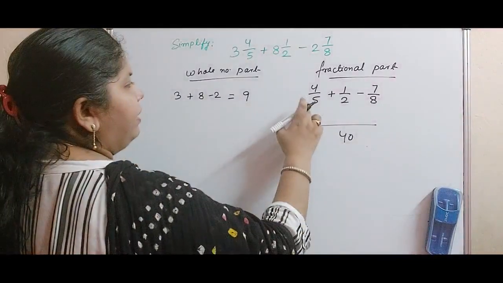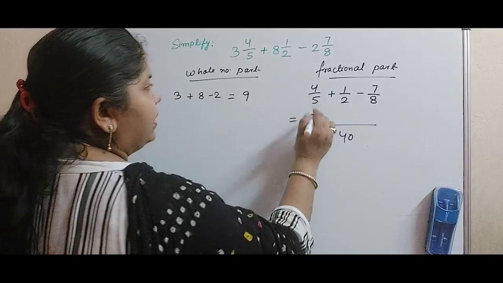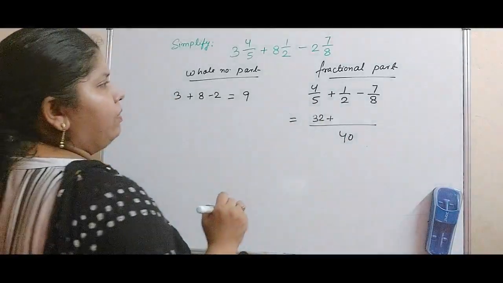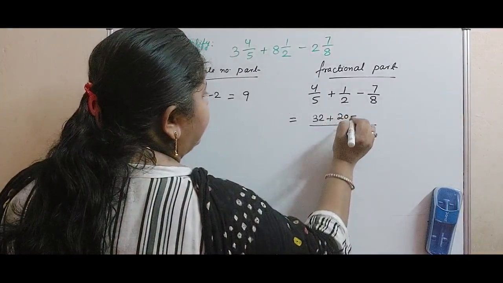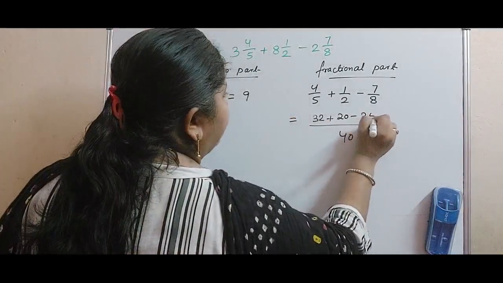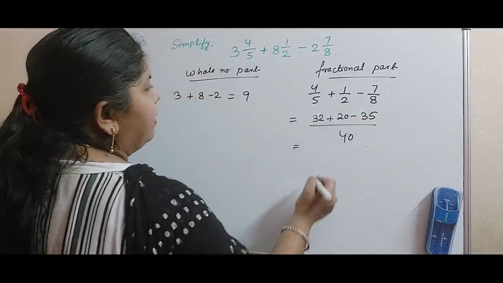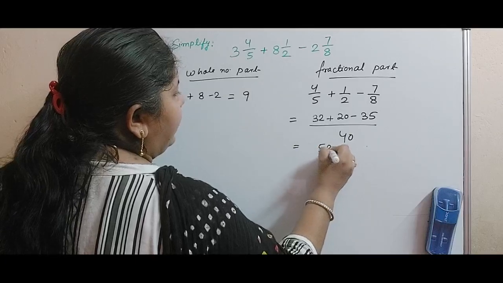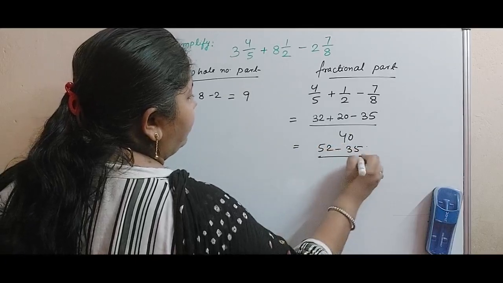Now 40 divided by 5 is what? 8. 8 4s are 32. Plus 40 divided by 2 is 20. 20 1s are 20. Minus 40 divided by 8 is 5. 5 7s are 35. Now let us first add. 32 plus 20 is what? It is 52 minus 35 by 40.